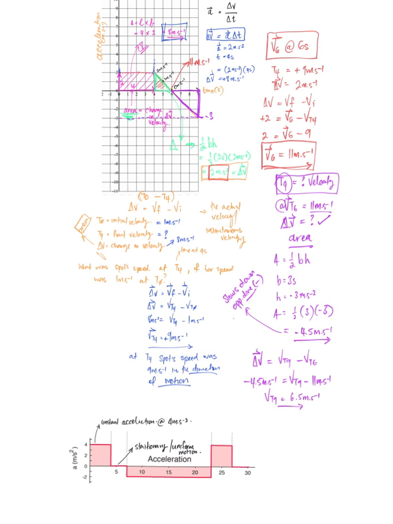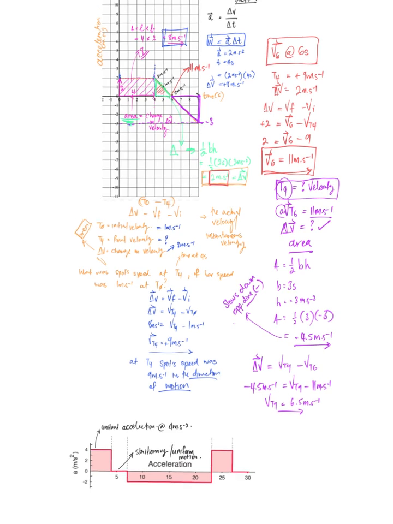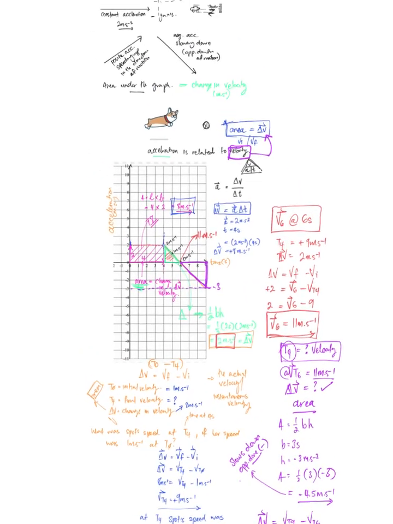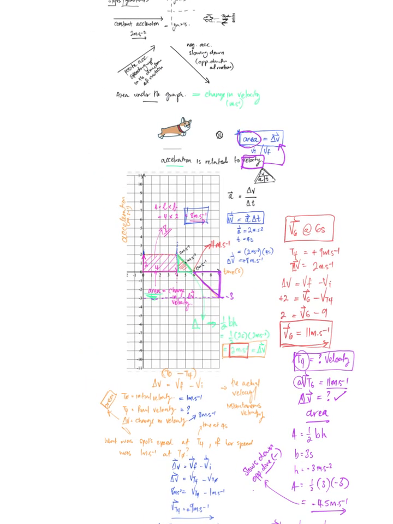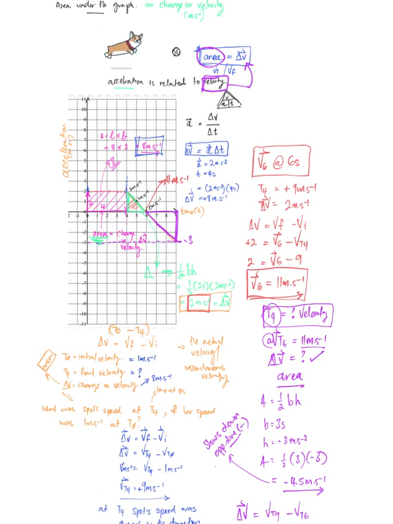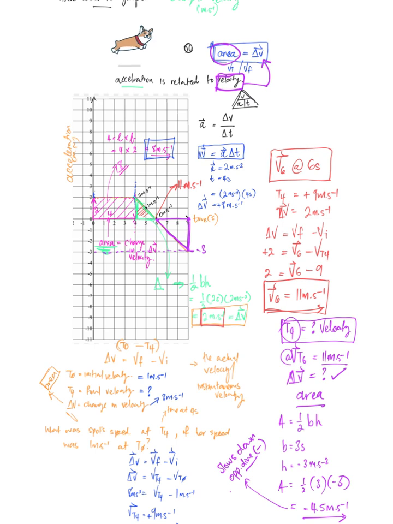All right, so all we're saying is that if I want to use these kinds of graphs, I can use acceleration time graphs to find velocity. How? I need to first find the change in velocity. How do I find the change in velocity? I need to use area. And if I have area, then I can work out an object's velocity, the dog's velocity, a person's velocity, using this idea here.